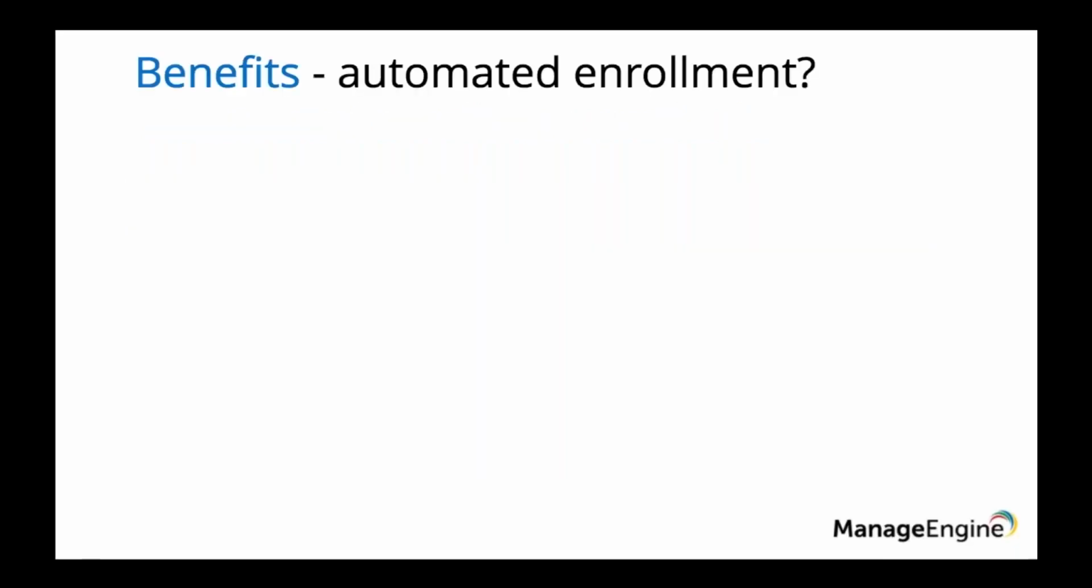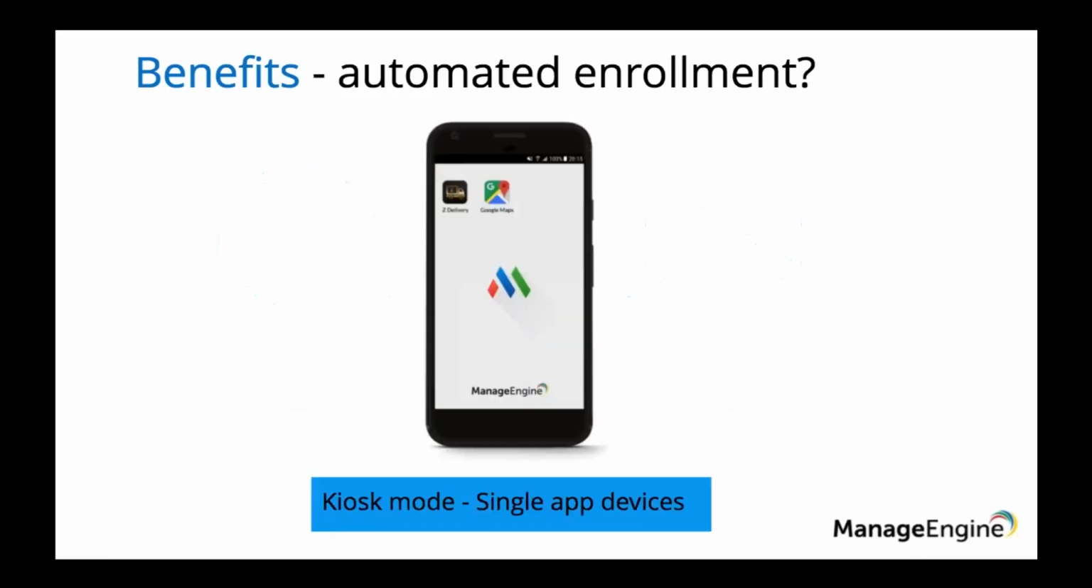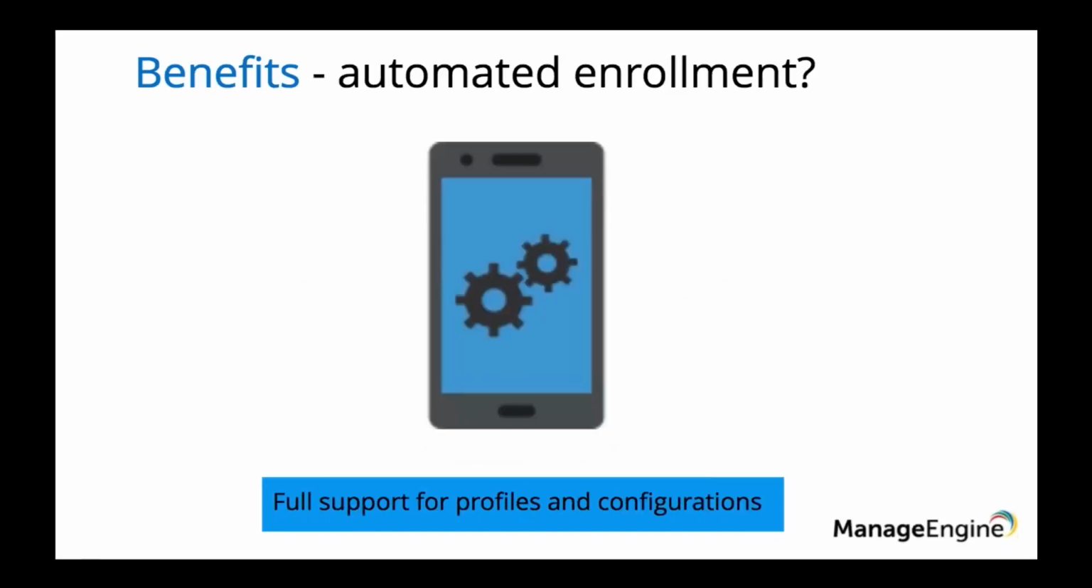But before we look at that, we need to understand the benefits of automated enrollment. In addition to making the enrollment process very simple, these are the following benefits of automated enrollment. The first benefit is that it lets you install apps silently. We saw this in the previous training session. Additionally, it also lets you provision devices in kiosk mode. The third benefit is that it provides extensive support for all the profiles and configurations as well as policies that are present on the MDM server.